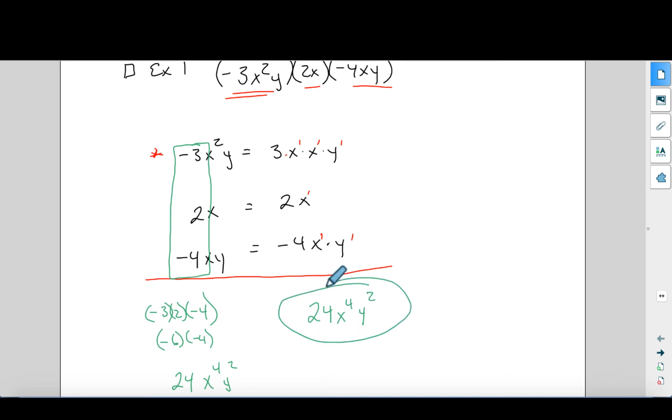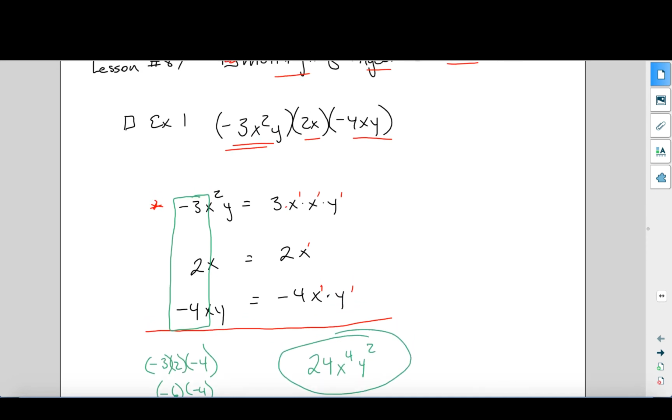That's how we multiply the terms. Think about it this way. If you go up here and you label all of these, how many x's do you have? X to the 4th. How many y's do you have? Y to the 2nd. You already have your term. Now all you've got to do is multiply these numbers, and you can do that in your head, so you can actually shortchange all of this work by doing it in your head.